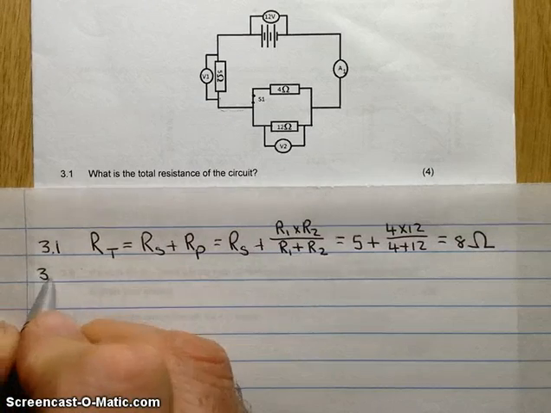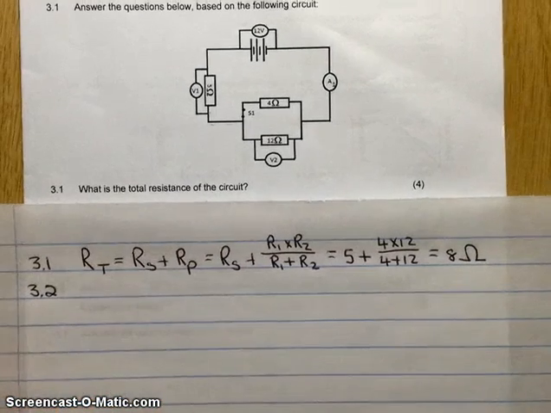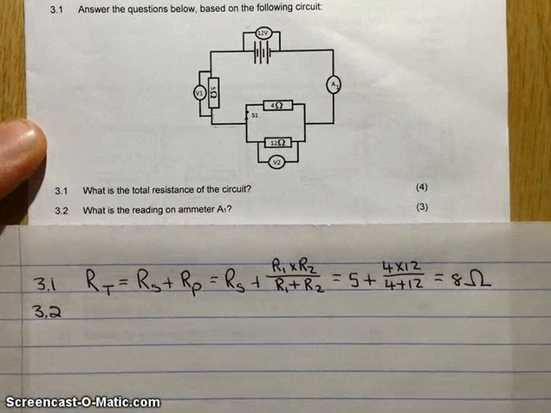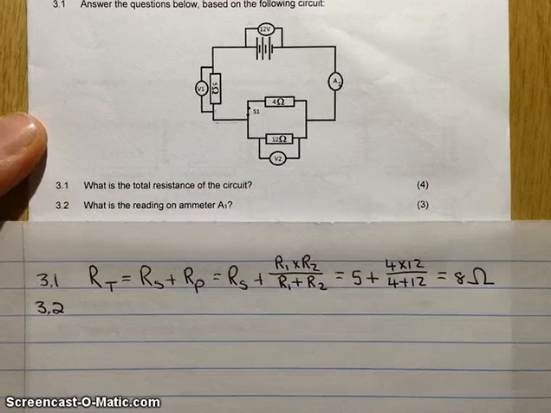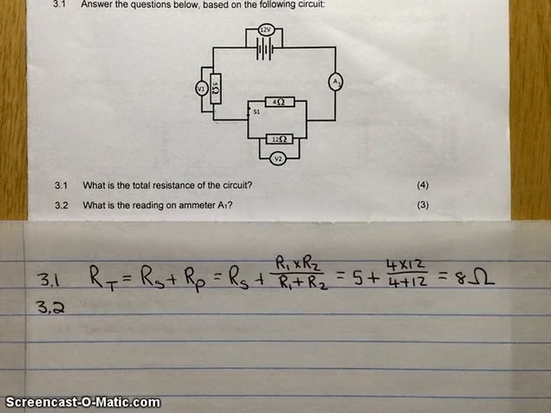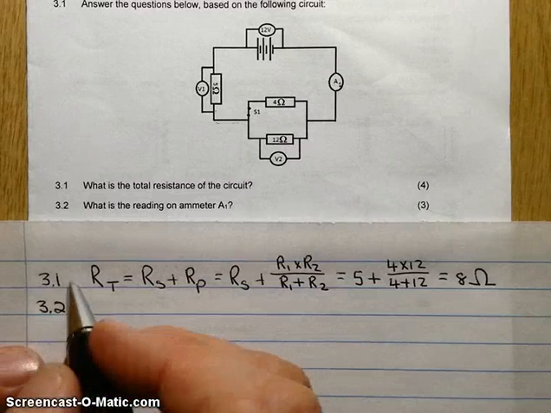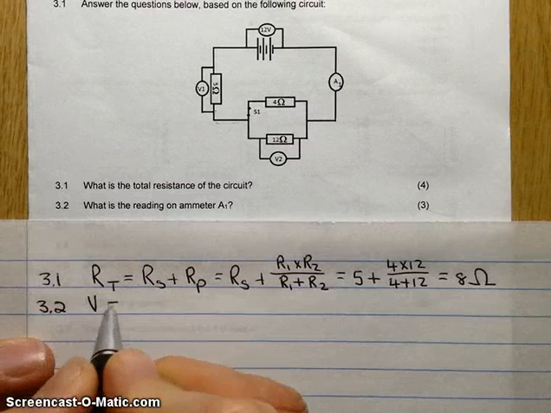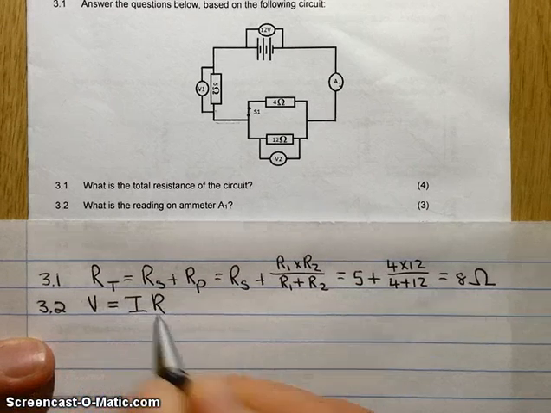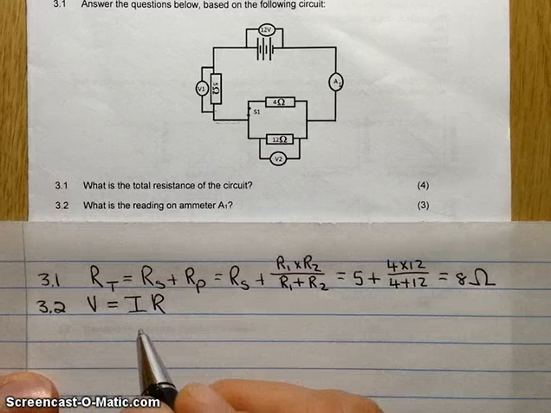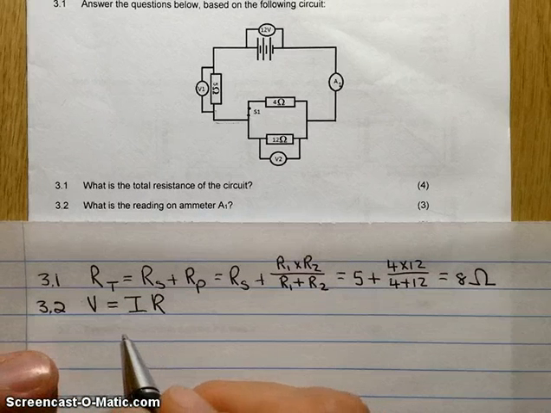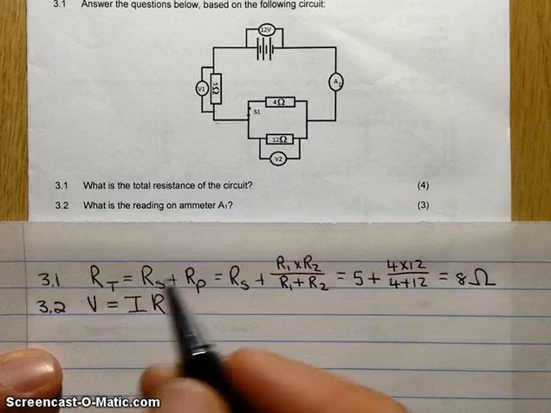The next question is, what is the reading on ammeter A1? Now ammeter A1 is a series ammeter, so therefore we can try V equals IR. Always start with V equals IR, your Ohm's law formula. If it doesn't work, you look at other possibilities.